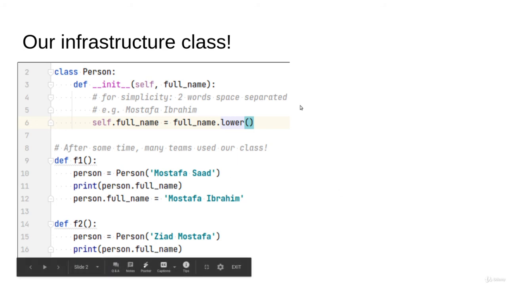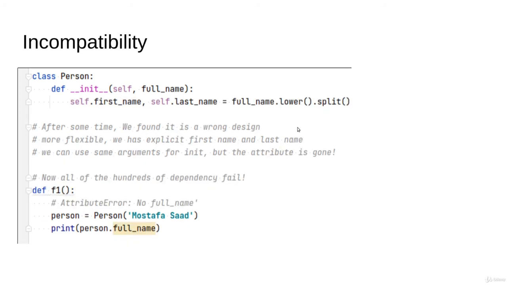Let's say that days go by, and then we decided that the design that has a single full name variable was a bad design, and that we need to have a first name and last name in an explicit way. We can still maintain the old full name variable and just convert to lower and split into two words, and this is an easy thing. However, we still have a big incompatibility issue. Incompatibility means that things don't work with the new updates.